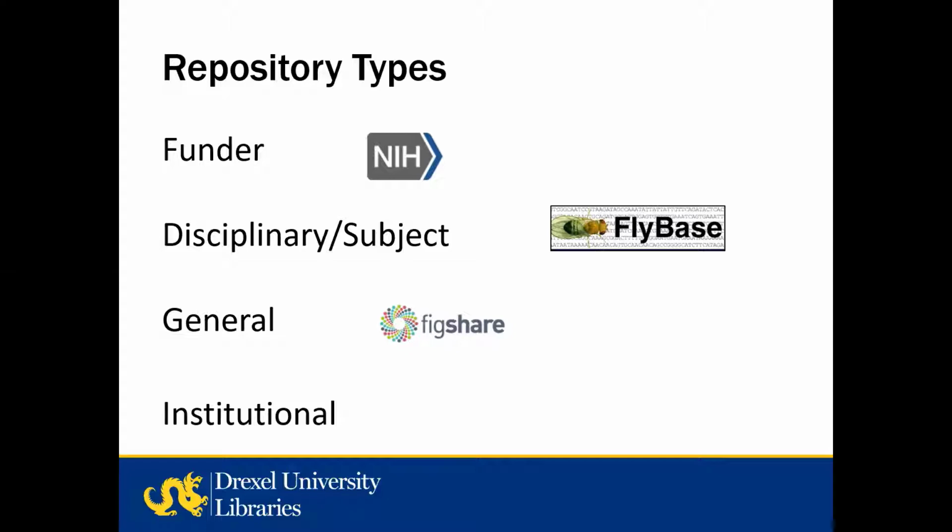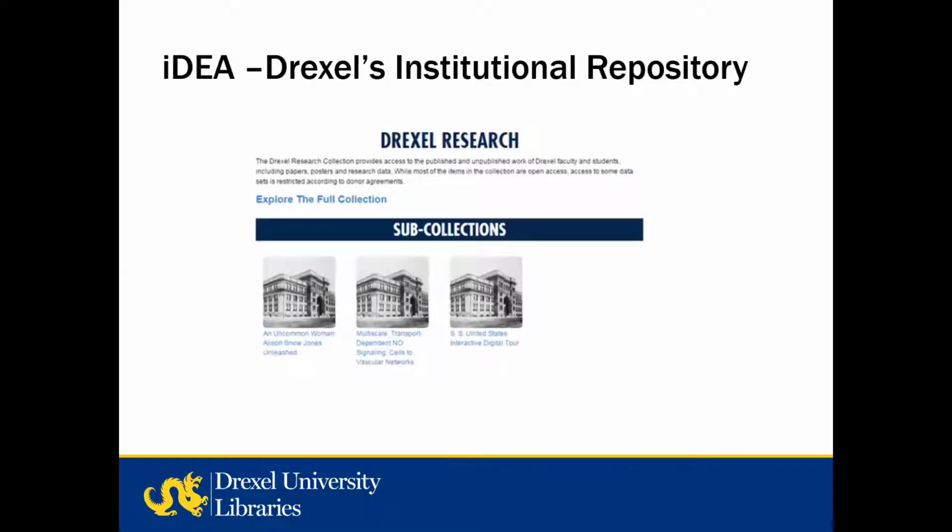Institutional repositories store the assets of an organization. Not all institutional repositories can accept all types of data. So for example, Drexel's repository, IDEA, primarily stores theses and dissertations, but also contains documents written by Drexel faculty and Drexel researchers in PDF format, such as published articles or posters.